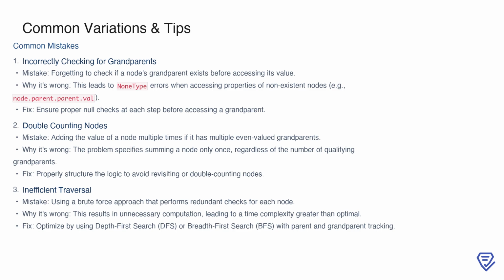Another pitfall is double-counting nodes. If a node has multiple even-valued grandparents, its value should still only be added once to the sum. Structuring your logic to avoid revisiting or double-counting nodes is key. Lastly, inefficient traversal can be a problem if you use a brute force approach, leading to redundant checks and greater than optimal time complexity. Using a traversal method like DFS or BFS while tracking parent and grandparent nodes avoids these inefficiencies and ensures cleaner, faster execution.